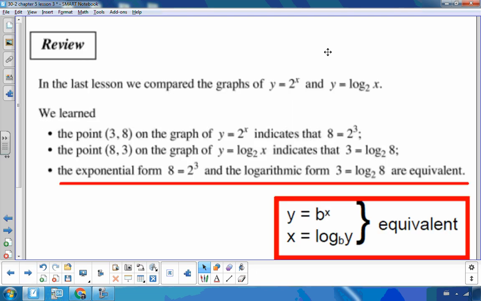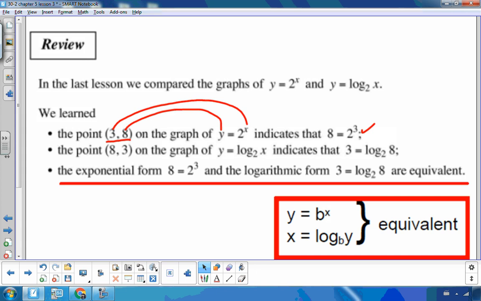So in the last lesson we looked at two different graphs. We looked at y equals 2 to the x, for example, and a graph of y equals log base 2 of x. So let's look at 2 points that are on those graphs. On the exponential graph, the point (3, 8) is on the graph. What that really means is substituting this in for x and this in for y. If it's on the graph, it means it satisfies the equation. So that means that 8 is equal to 2 cubed. And we know that that's true.